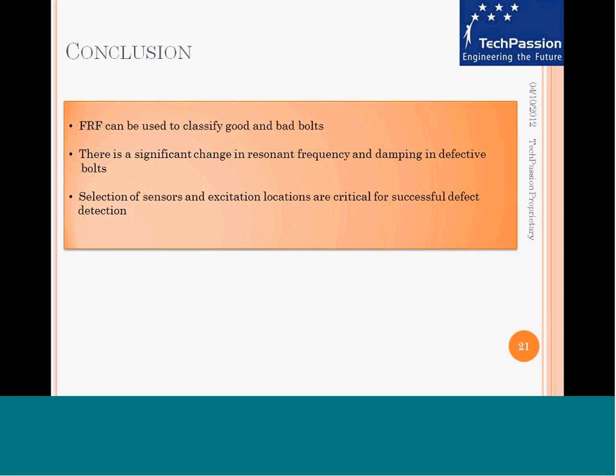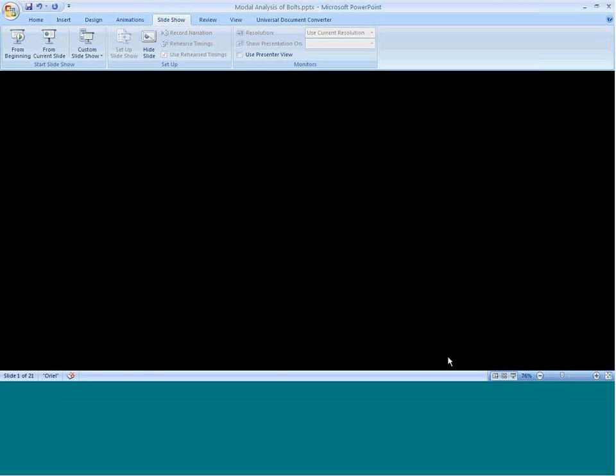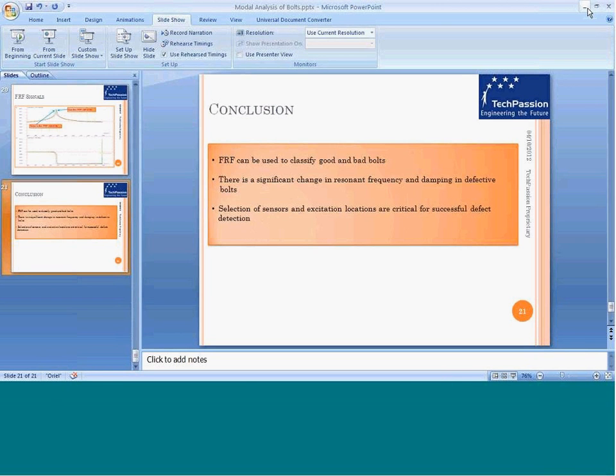But what's more critical in performing these experiments is selection of the sensors and excitation location to make sure that the defect detection process is successful. What I would like to do going forward is pull out the data and show it in VMAP to walk through some of the processes involved in taking the FRF and arriving at the frequency parameters.